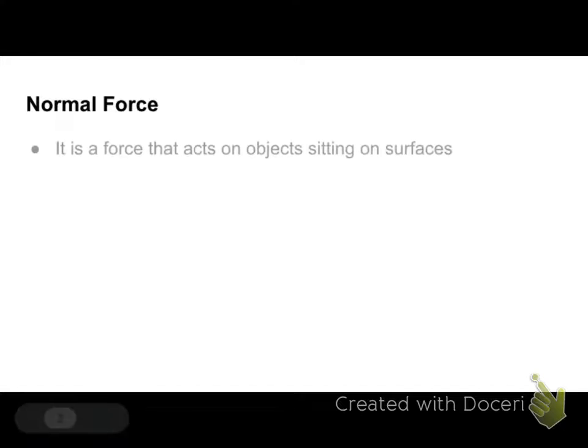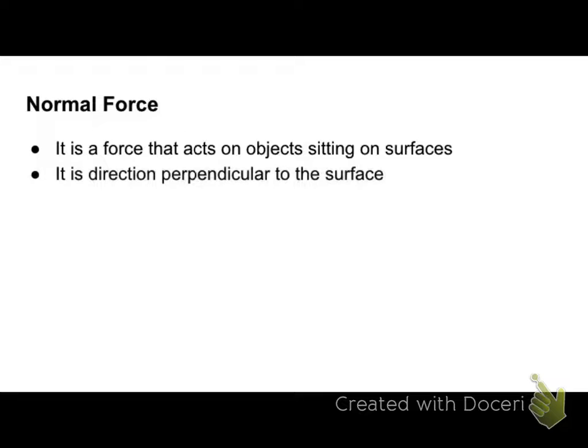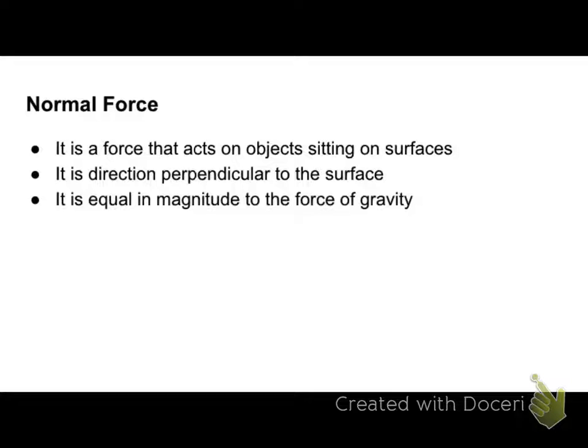All right, normal force. This is a force that acts on every object that is sitting on a surface. So all objects sitting on a surface, from you sitting on your desk chair to your iPad sitting on the top of your desk, those are all experiencing a normal force. Okay? This normal force is perpendicular to the surface and in the opposite direction. Well, sometimes in the opposite direction, but always with an opposite magnitude.